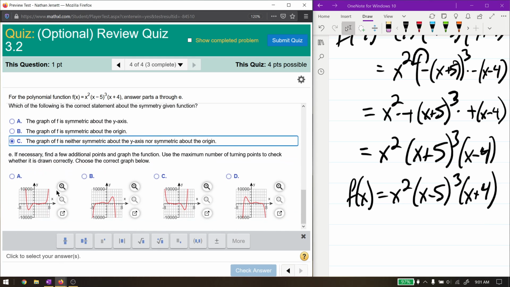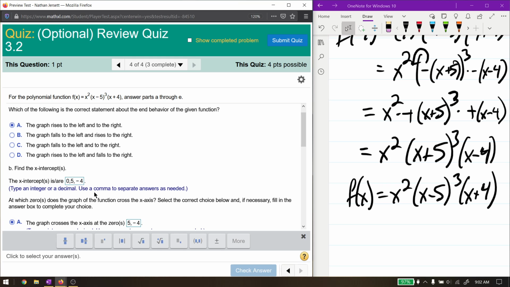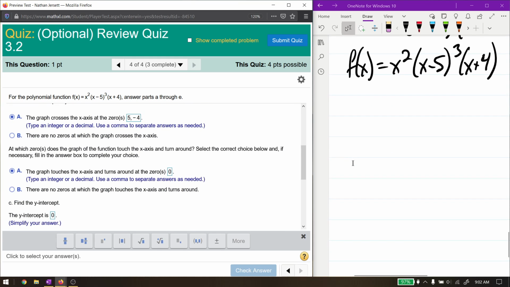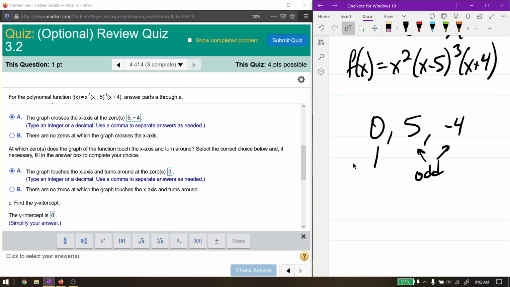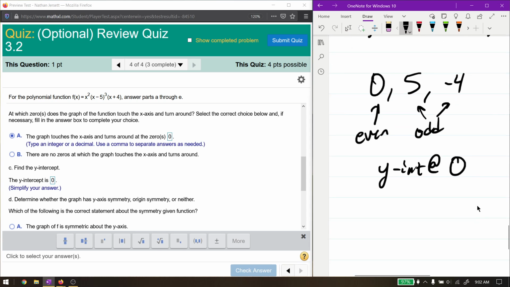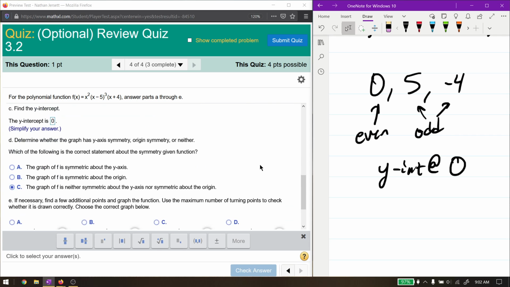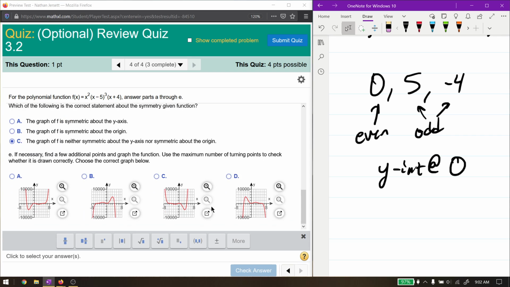Okay, the last part is looking at the graphs and choosing which one's there. So we have a few things we know. We have 0, 5, and negative 4. Let me write it down. 0, 5, negative 4. This one was odd multiplicity. This one had even multiplicity. And we had a y-intercept at 0. So that's what I'm going to be using to guide my thinking. We also know it's going to rise to the left and to the right. Yeah, it's even. So right now we know rise to the left and right.